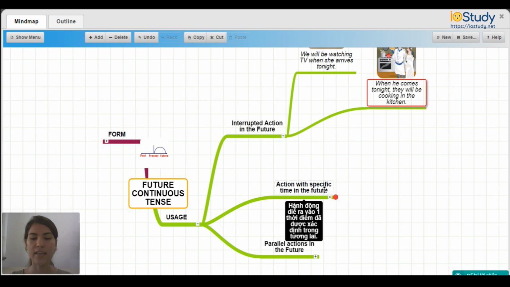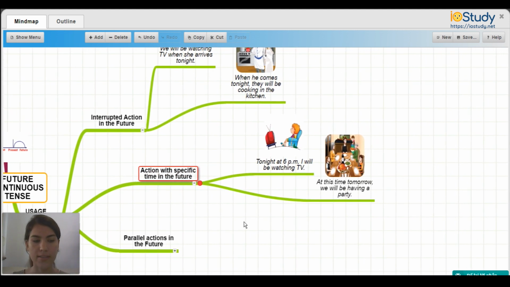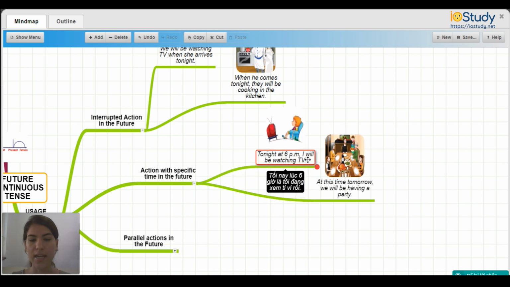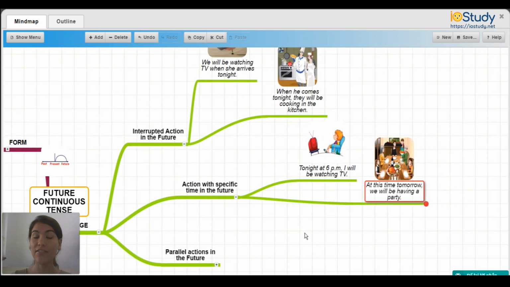Now let's look at an action with specific time in the future. For example, tonight at 6 p.m. I will be watching TV. And at this time tomorrow, we will be having a party. Okay, so both of these are actions with a specific time in the future.